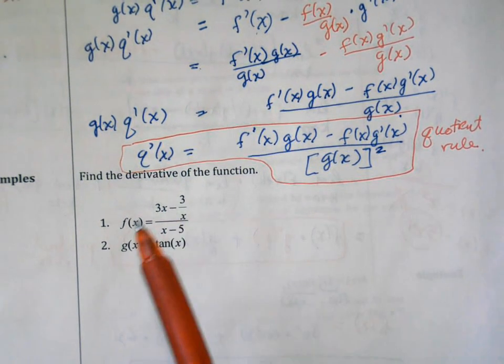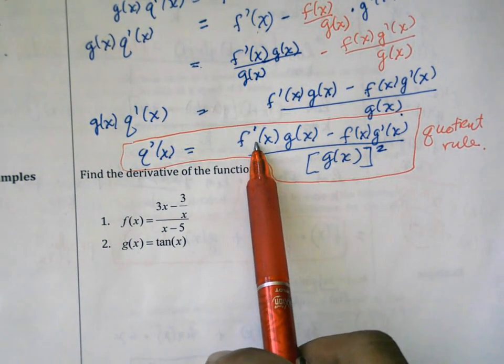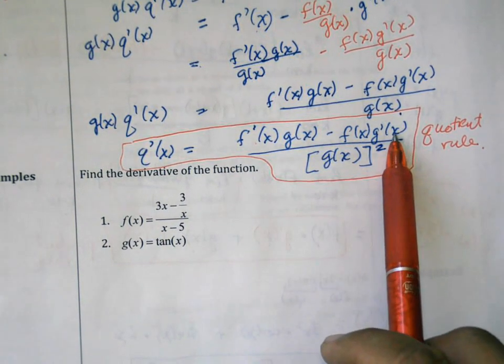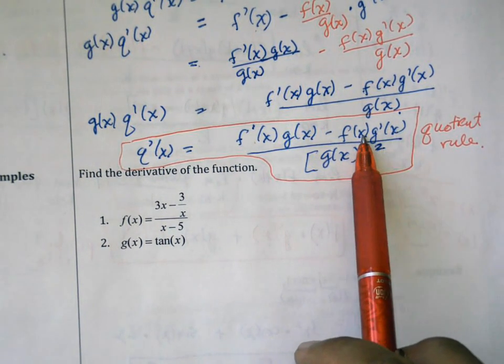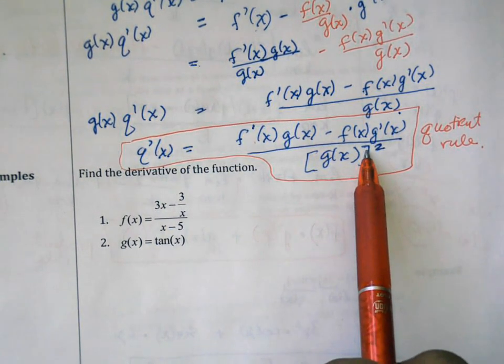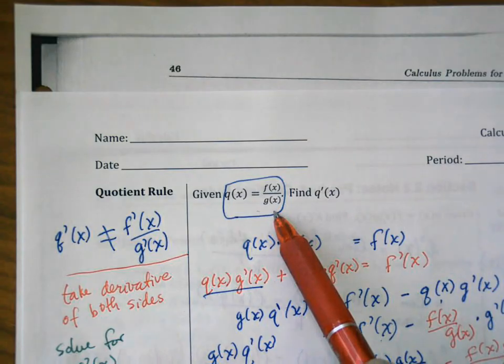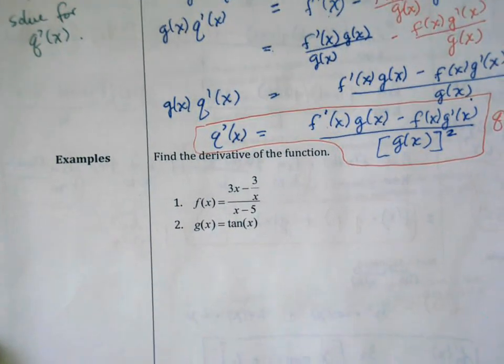So we will say this is the derivative of the numerator times the denominator, minus the derivative of the denominator times the numerator, divided by the denominator squared. So remember, f is the numerator and g is the denominator.